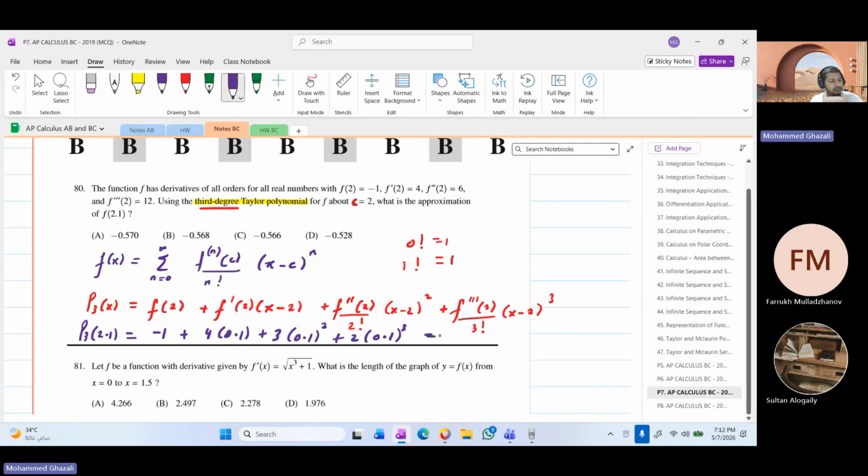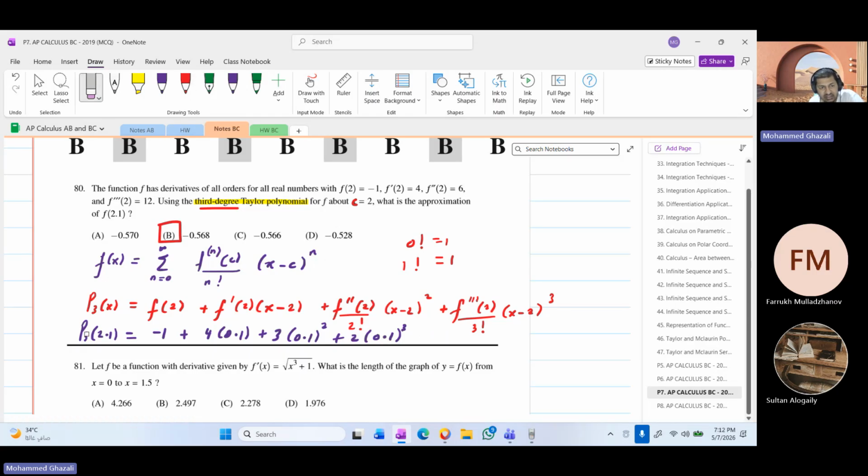What's the answer there? I'm waiting. Anyone? Make it fast. 0.532, or maybe, just make sure. Wait 1 second. Was it 2.1? Yeah, so 0.1, 0.1 squared, 0.1 cubed. This is correct. Not doing anything wrong here. Negative 0.568. You got an answer? Negative 0.568. Okay, great. So that's it, negative 0.568.